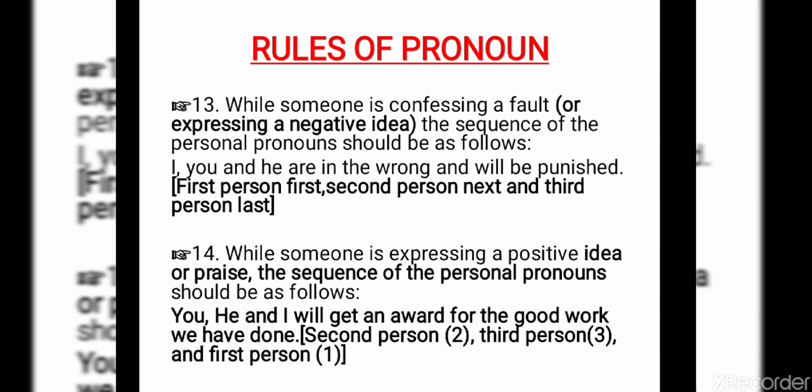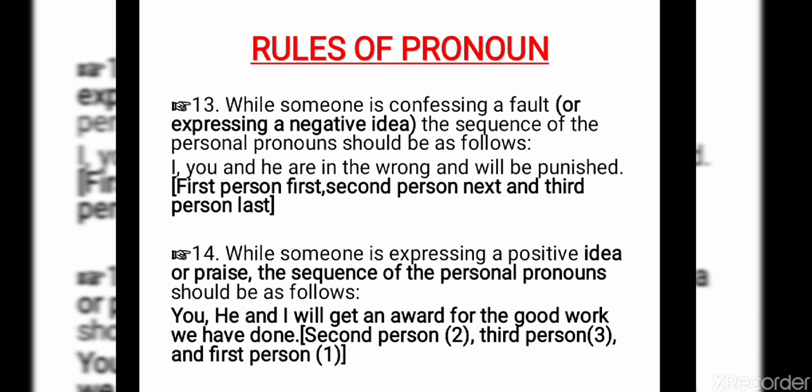The 13th rule of a pronoun is, while someone is confessing a fault or expressing a negative idea, the sequence of the personal pronouns should be as follows. Just listen here. "I, you and he are in the wrong and will be punished." First person first, second person next, and the third person last. If we are talking about three different persons, we should use this order. "I, you and he are in the wrong and we will be punished."